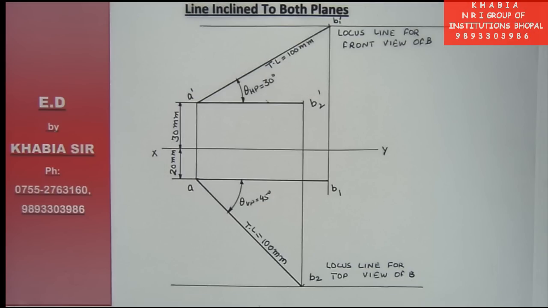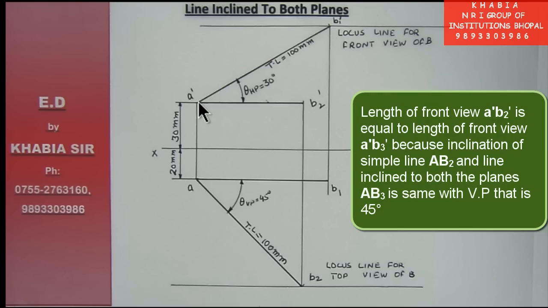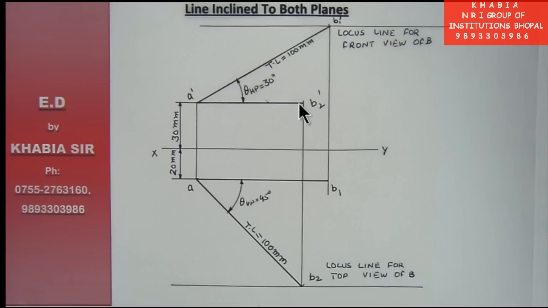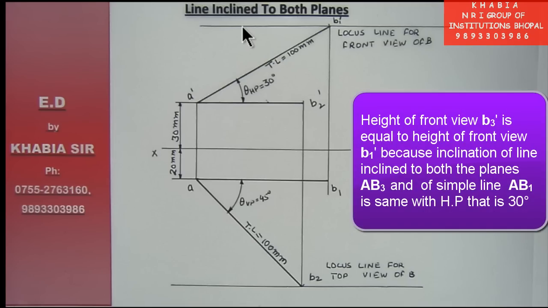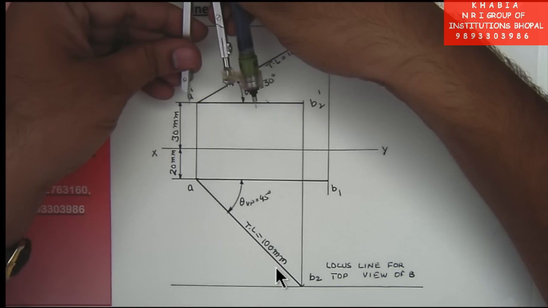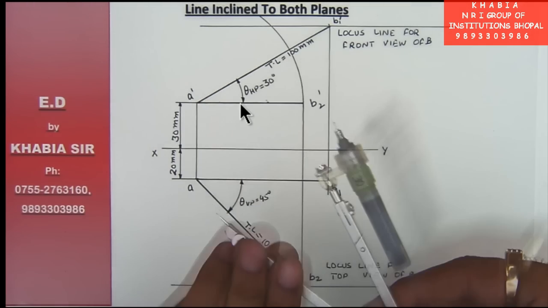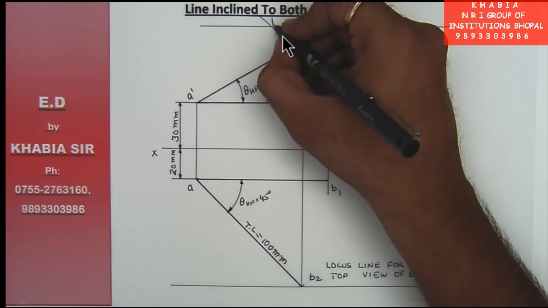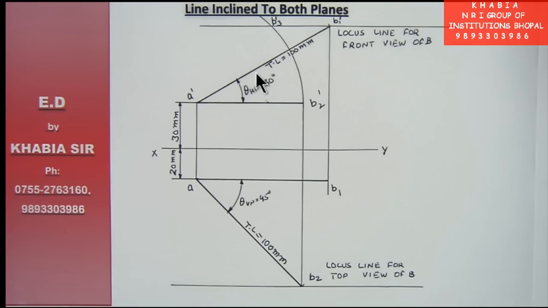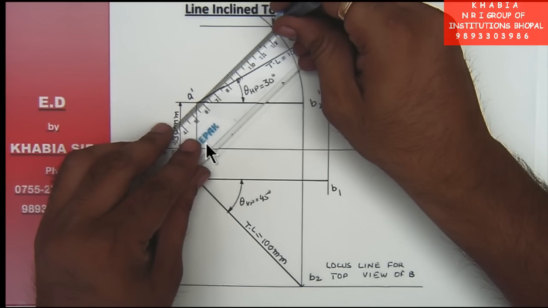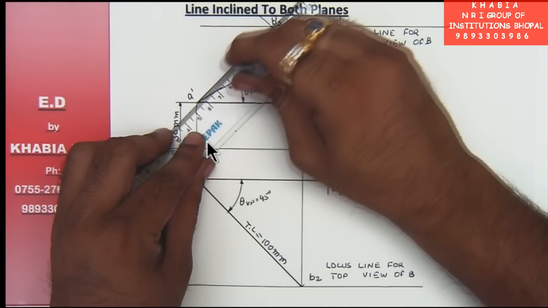Now, we want to obtain the front view of line inclined to both the planes. And the concept is length of front view of line inclined to both the planes will be equal to A'B2' and height of front view B3' will be same as height of front view B1'. To obtain front view on paper, keep compass pin on front view A', adjust compass equal to A'B2' and mark an arc on the locus line at B3'. A'B3' is the front view of line inclined to both the planes.